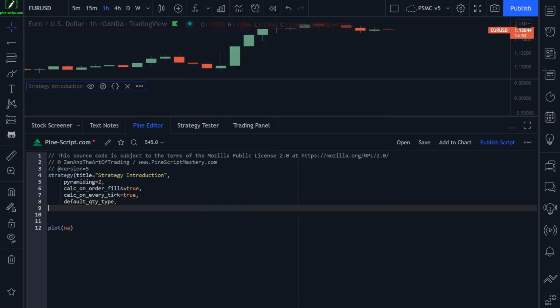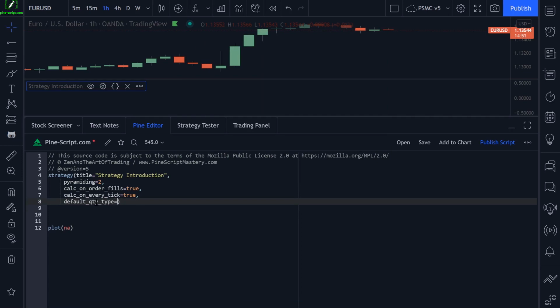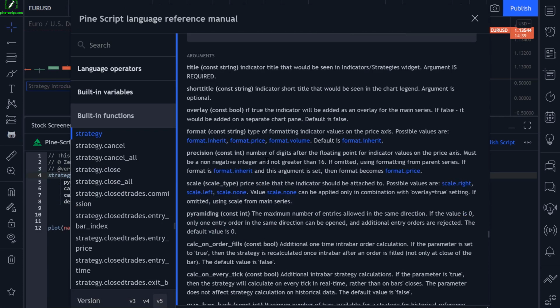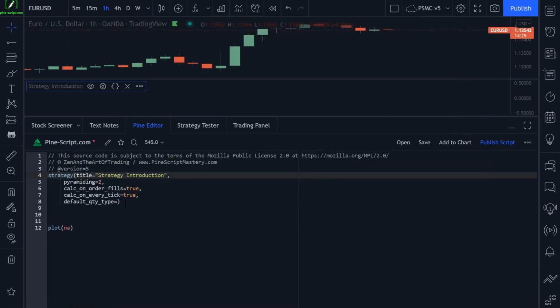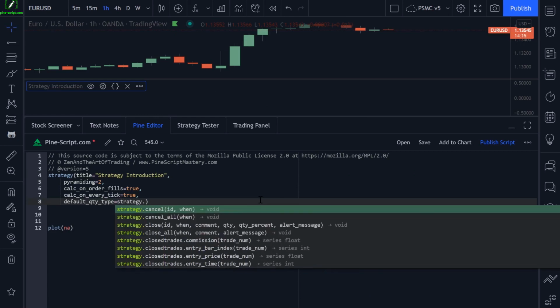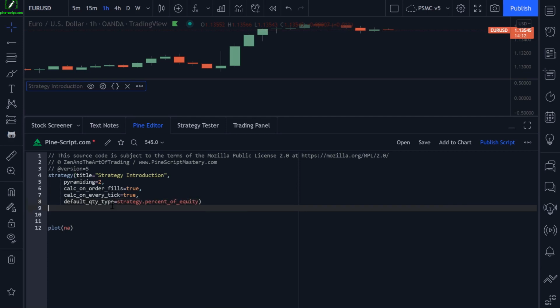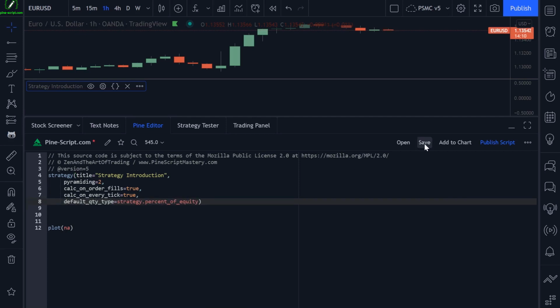But anyway, you can change the default quantity type in your strategy function. If I hold down Control and click on this, I'm not sure what it takes. I think it takes some sort of built-in constant. So default quantity type, yeah, constant string: strategy.fixed, strategy.cash, or strategy.percent_of_equity. Fixed is just a fixed position size, and that's what it is by default. So if I set this to strategy.percent_of_equity, now our default quantity type is going to be a percentage of our total equity.